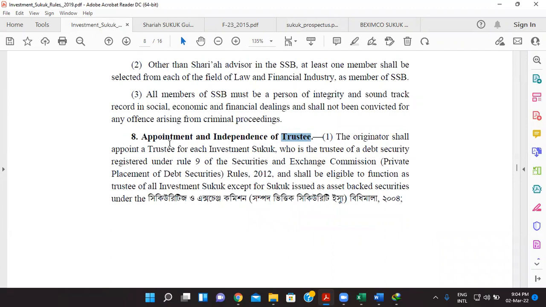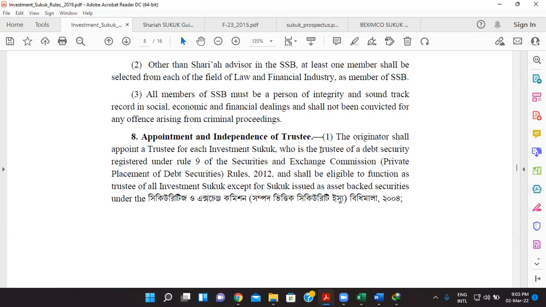Now, it is with respect to appointment and independence of trustee. Can you recall that we mentioned that the trustee should be independent, and we also mentioned the primary purpose of the trustee. The originator shall appoint a trustee. Understand this very clearly. Who is appointing? It is not the Sukuk holder. It is not the Securities and Exchange Commission. The trustee shall be appointed by the originator for each investment Sukuk. Who is the trustee of a debt security registered under Rule 9 of the Securities and Exchange Commission, Private Placement of Debt Securities Rule 2012.